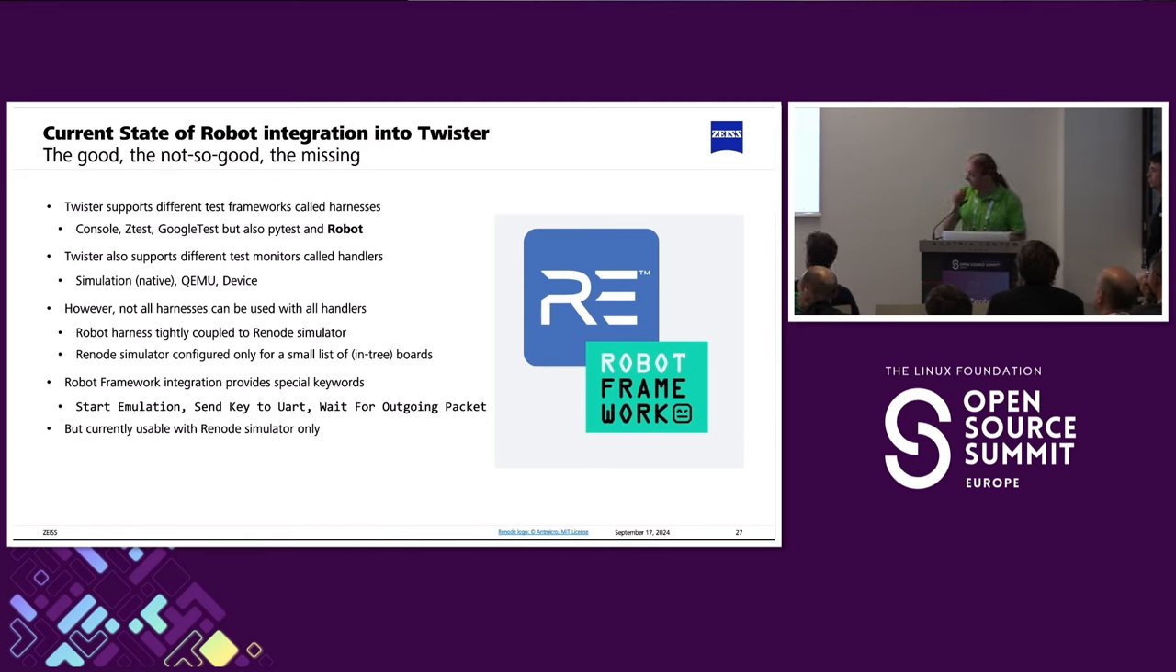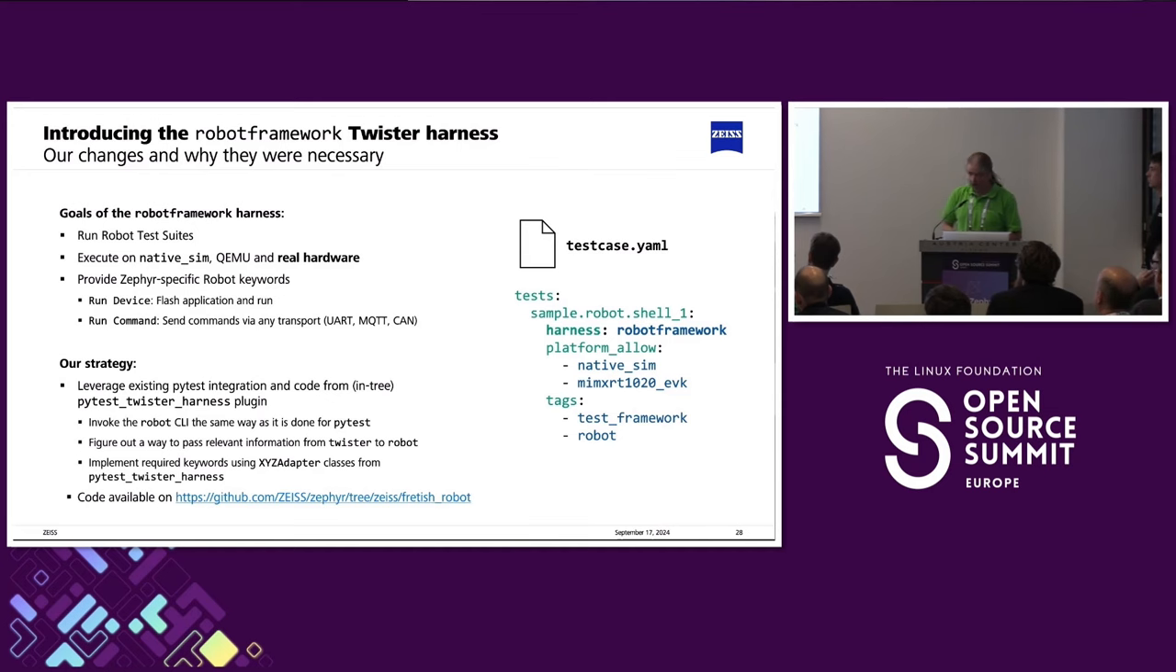That was actually no way forward for us, because we wanted to run it on real hardware eventually, like hardware in the loop. So that's why ZEISS volunteered to invest efforts into creating a new harness called the Robot Framework Harness, because the noun robot was already taken for the Renode robot harness. And our goals were to obviously run robot test suites with the harness, but being able to execute on any of the available handlers, like native SIM, QEMU, and obviously real hardware.